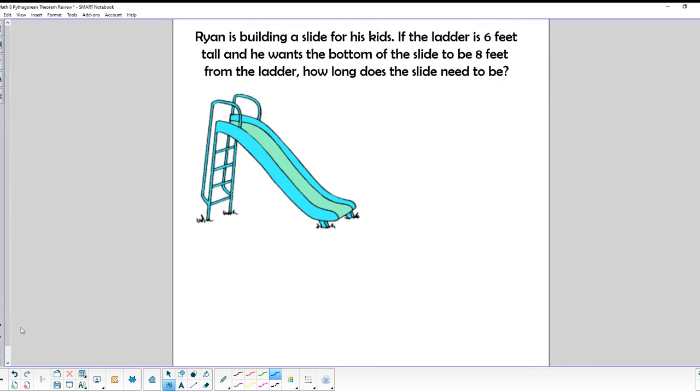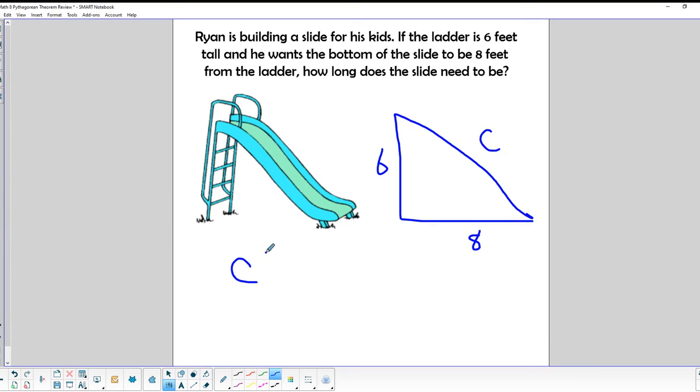Then we did a couple of word problems. That was the last type of problem we did. So Ryan is building a slide for his kids. The ladder is 6 feet tall. So I'm going to kind of draw a picture of it over here. So here's the ladder. And he wants the bottom of the slide to be 8 feet from the ladder. So basically we're looking at c right here to find out how long the slide has to be.